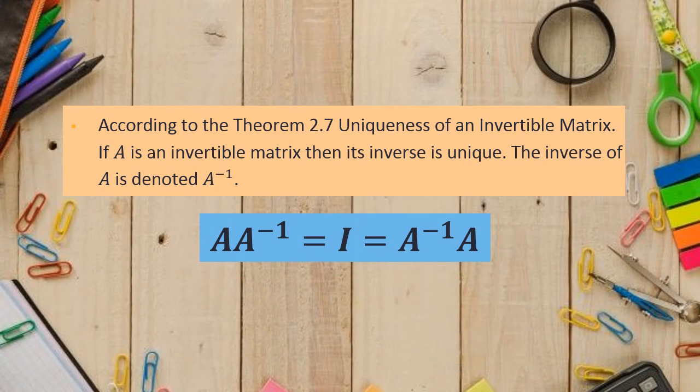According to Theorem 2.7, uniqueness of an invertible matrix, if A is an invertible matrix, then its inverse is unique. The inverse of A is denoted A raised to negative 1. A multiplied by A inverse is equal to I, or also equal to A inverse multiplied by A.